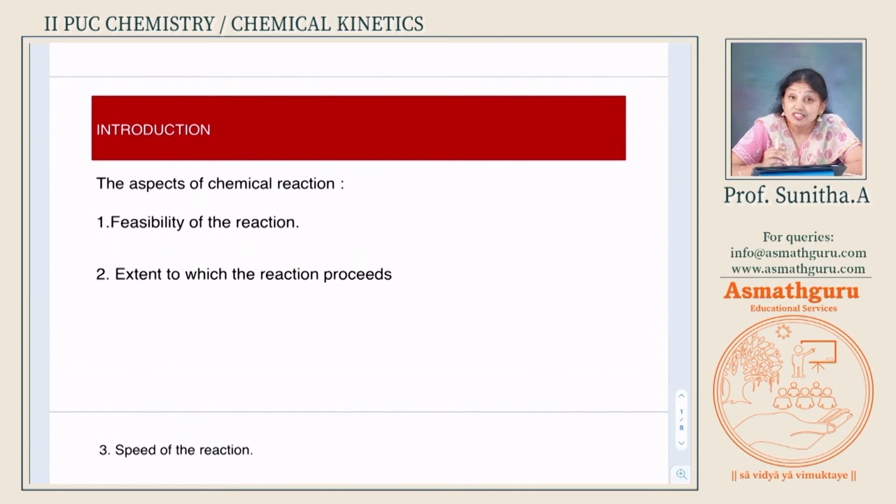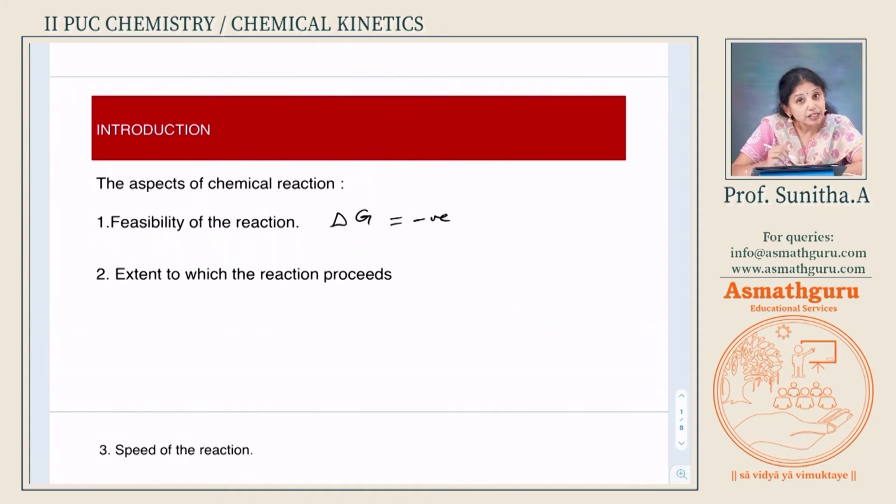So, what is feasibility? Whether, if I do that particular reaction, the desired result is obtained. That feasibility of a reaction is given by a very important thermodynamic quantity which you learnt in first PUC. It is called the free energy change, delta G. If delta G is found to be negative, then the reaction is feasible.